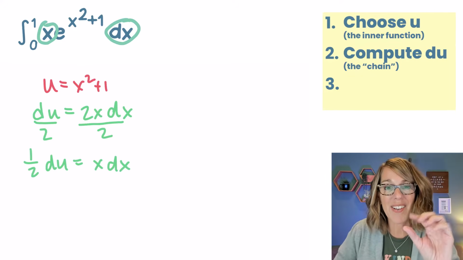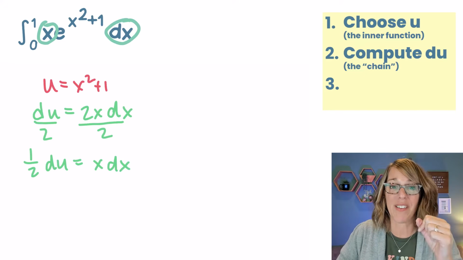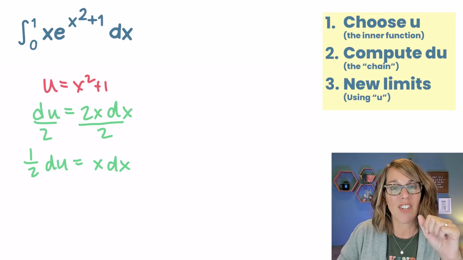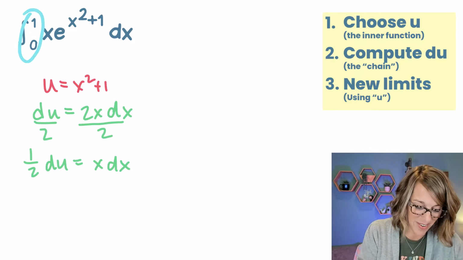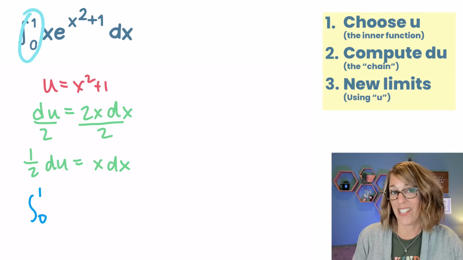But we still have 2 more pieces in this integral that are in terms of x, and those are our limits. So we're going to use our u definition to replace those limits, the 1 and the 0. So let's go ahead and do that. I'm going to write my limits up here. Now these are my x limits.